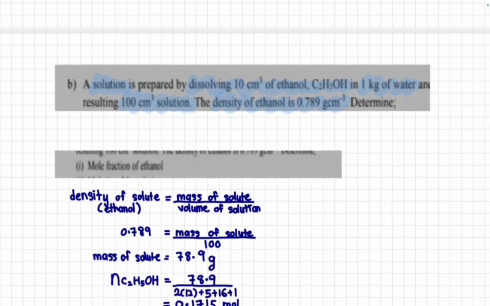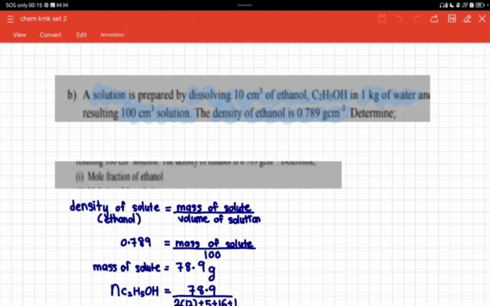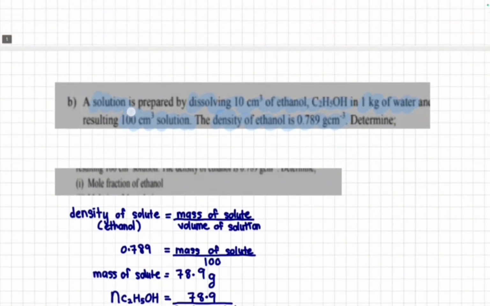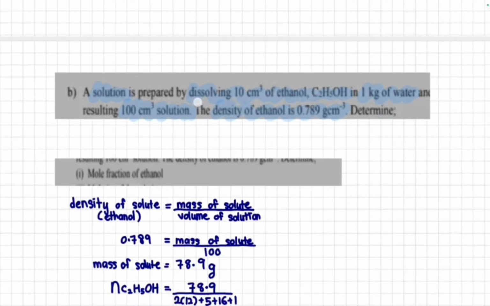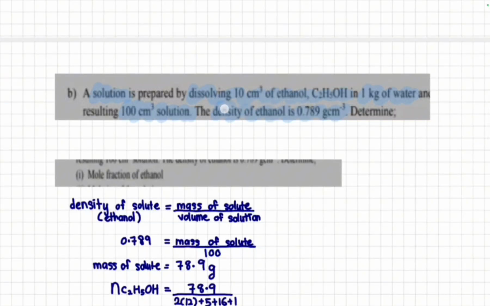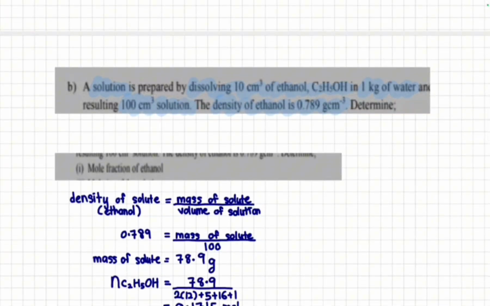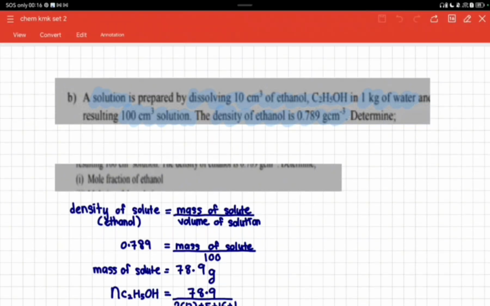If you get this kind of question, first you need to identify and highlight the info that they have given us in the question. First, you must highlight solution, and it dissolves 10 cm³ of ethanol. From the keywords they have given us here, we can know that ethanol is the solute. And 1 kg of water resulting in 100 cm³ of solution. So this is the solution. And the density of ethanol, the density of the solute, is 0.789.